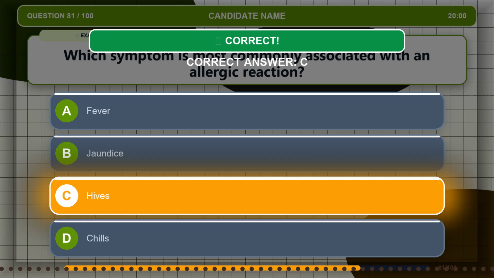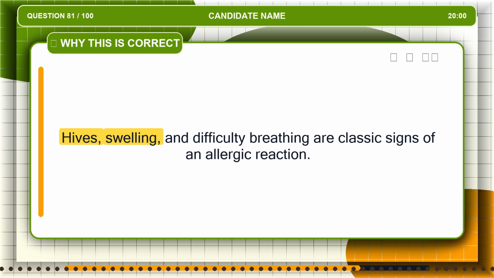The correct answer is option C, hives. Hives, swelling, and difficulty breathing are classic signs of an allergic reaction.